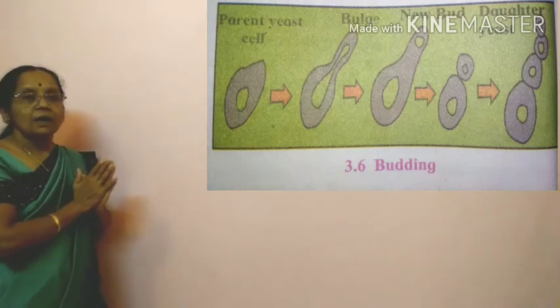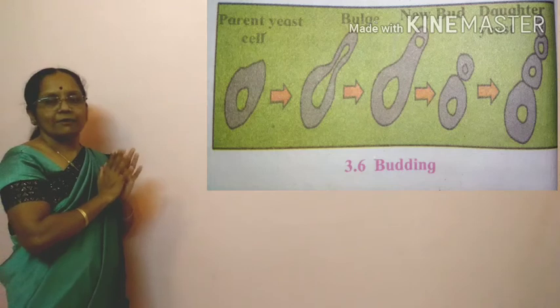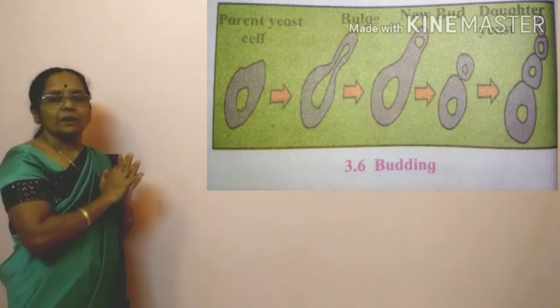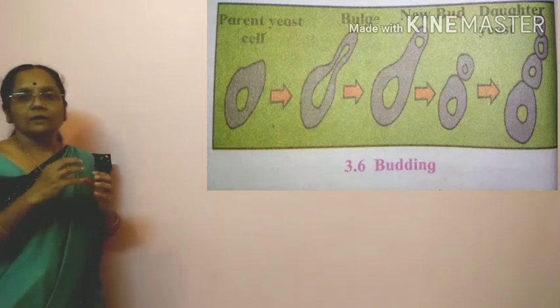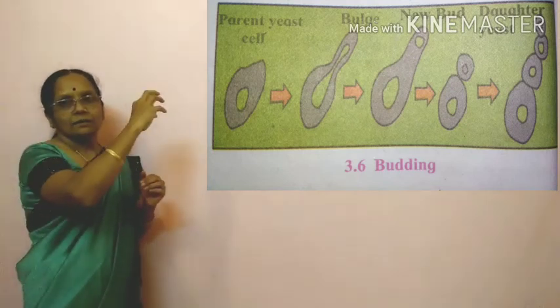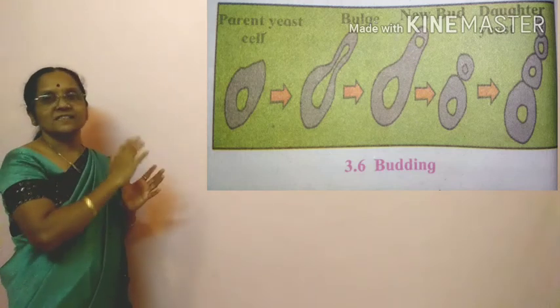Then these two daughter nuclei form. Then next to that the bud forms on the body of that cell, that is the yeast cell.